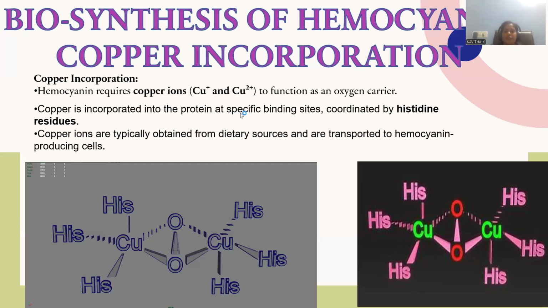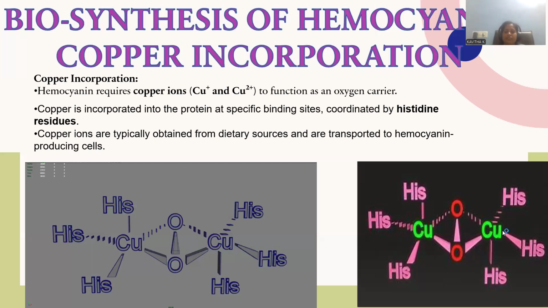Copper is incorporated into the protein at the specific binding site coordinated by the histidine residues. Histidines are said to be amino acids which are transformed into a protein. Copper ions are typically obtained from dietary sources and transported to the hemocyanin producing cells, right? Whatever is taken in by food, from that the copper metal is taken inside the organism, so that copper is the origin for this hemocyanin copper incorporation. So this is the way copper insertion is accomplished in between the histidine units, and the coordinate covalent complexation is possible, and that is further dimerized with the oxygen, giving rise to oxygenated hemocyanin.